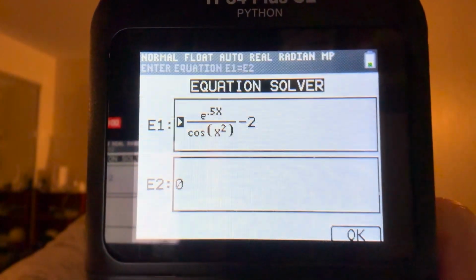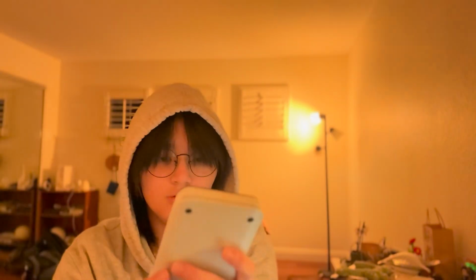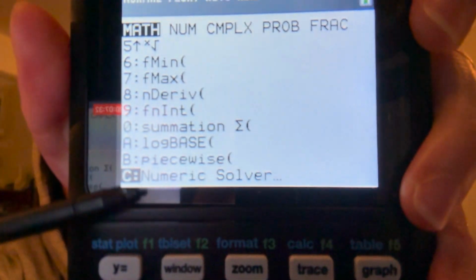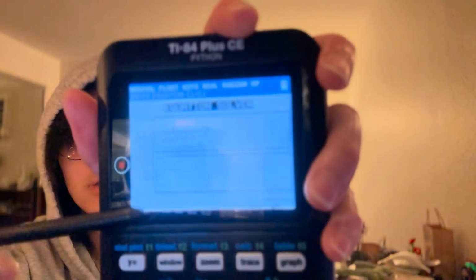Right, if you don't know what the solve function is, it's this thing right here. And let me see if I can get it to focus. Right there. And to get to this, you want to press math right here, and then you press up, so it leads you to the bottom, and it should be the very last function right here, numeric solver. You press enter, and it gets you to here.